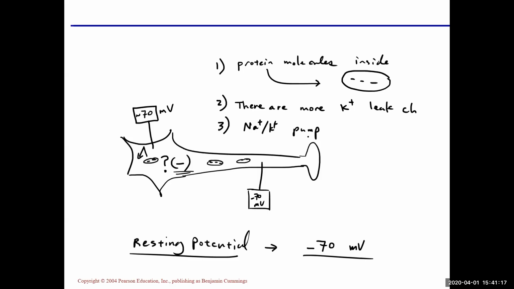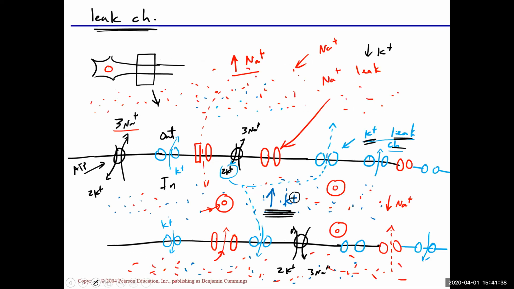We have these pumps all over. So all of these three are why the inside of the neuron is negative. All right, so the sodium-potassium pump pumps three sodium out as opposed to two potassium in. So again, it is pumping more positive ions out. So it makes sense for the inside of the nerve to be more negative and the outside to be positive.